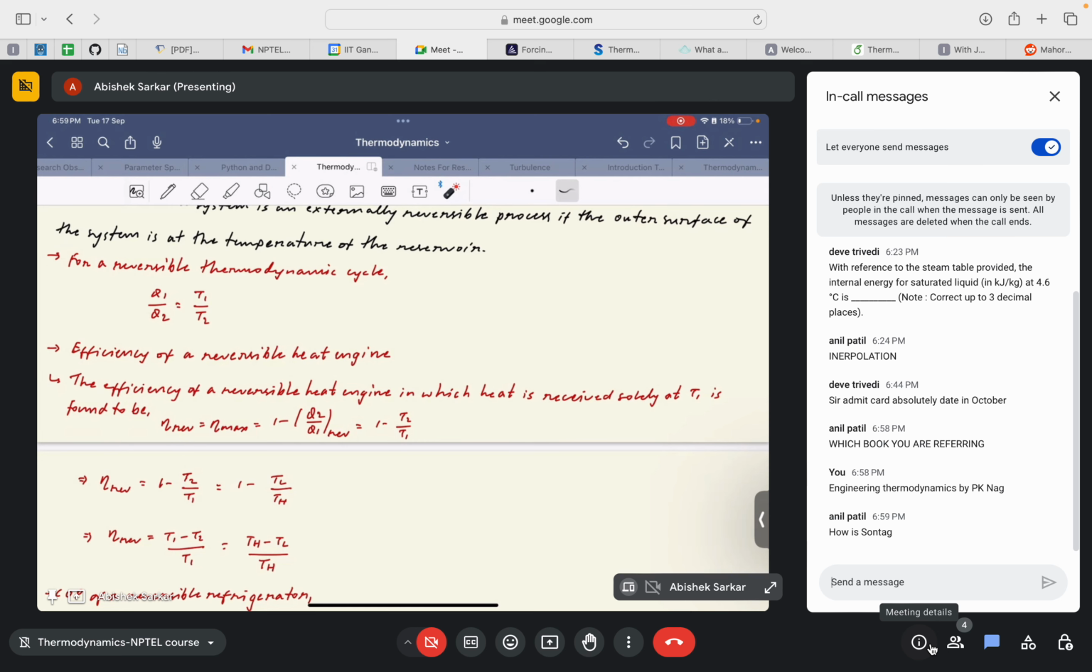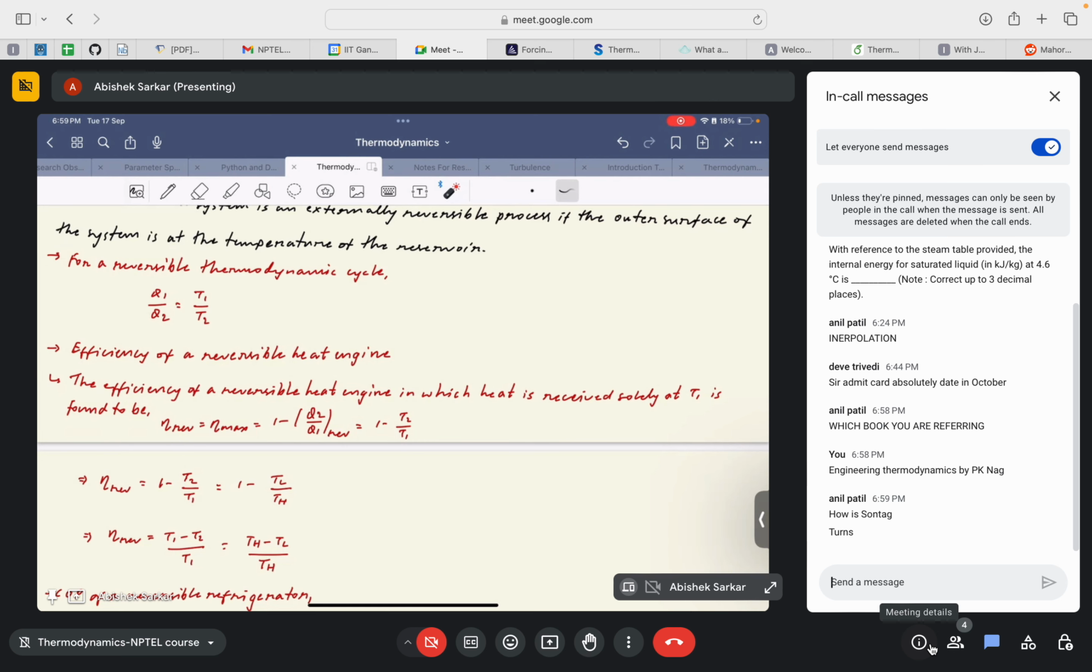Since I myself am a mechanical engineer, and the course provided by Professor Anand is itself from a mechanical perspective. How is Sontag? I'm extremely sorry, I do not know about that book, but it's fine. The other book was by, if I'm not wrong, Turns. Yes, Turns, the first book. It's also a good book. I guess it is the first reference book given by Professor Anand. It's also extremely good, but for my sessions I prefer P.K. Nag because I studied from it during my undergraduate.